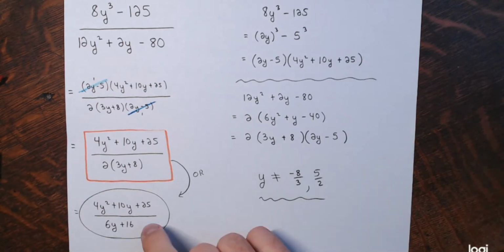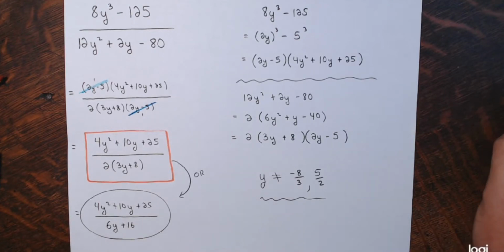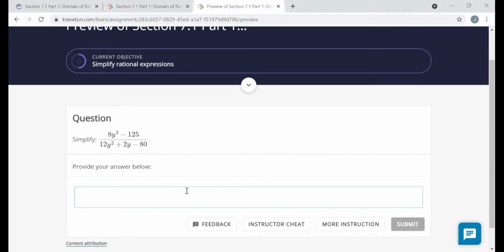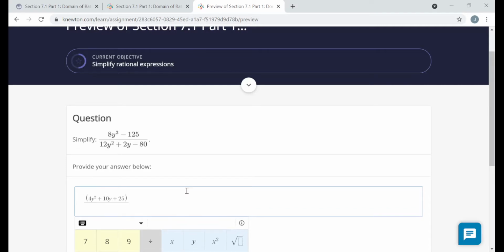Alright, so this time I'm going to enter the multiplied one. It really doesn't matter. As long as what you enter is equivalent to the answer they have, they should give it to you. Alright, so again, in parentheses, the numerator 4y squared plus 10y plus 25, close parentheses, divided by.